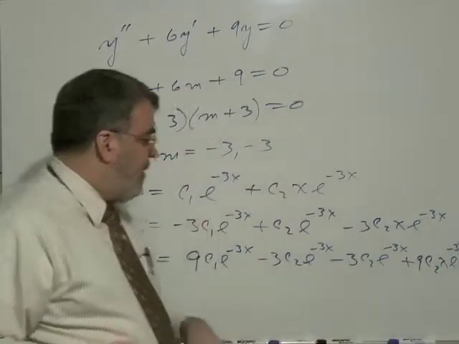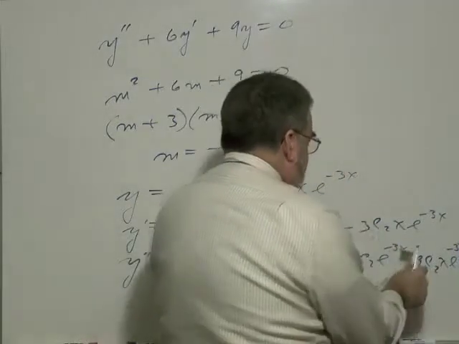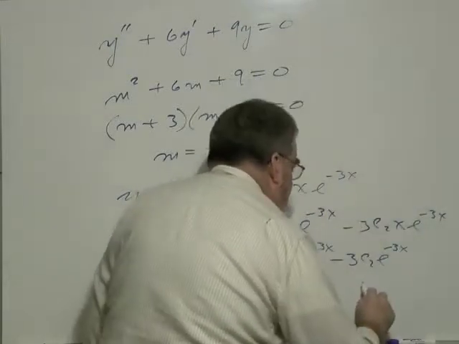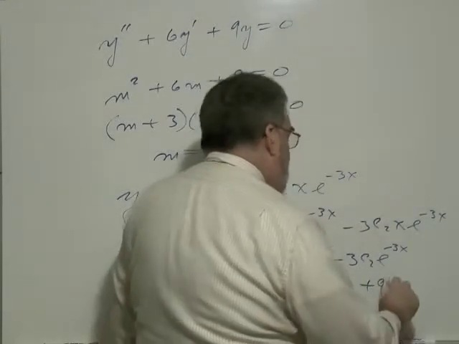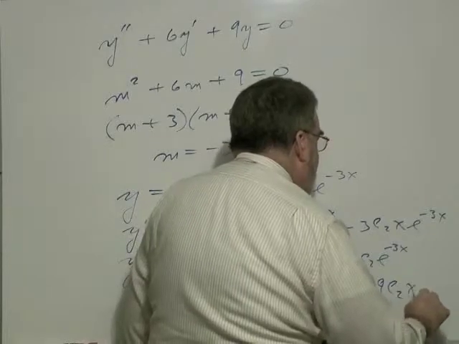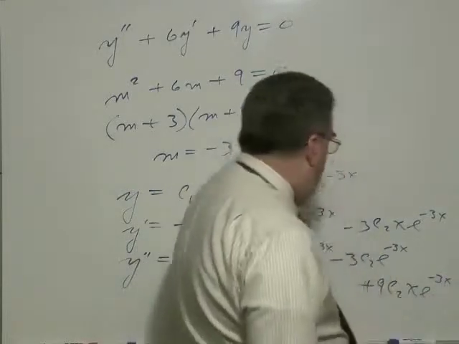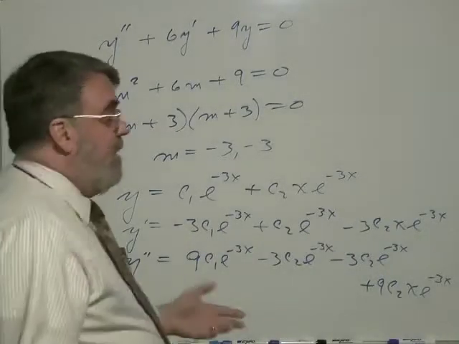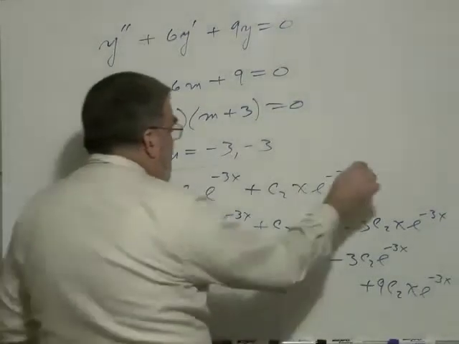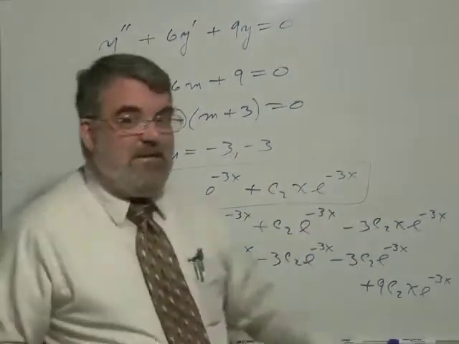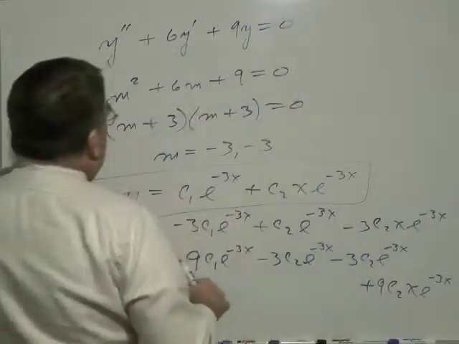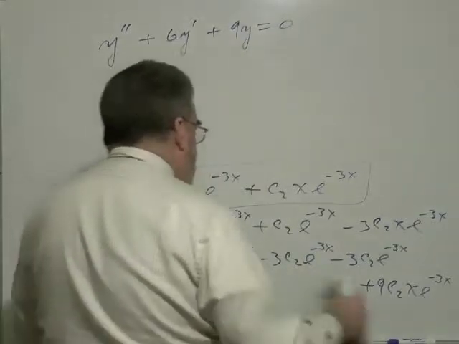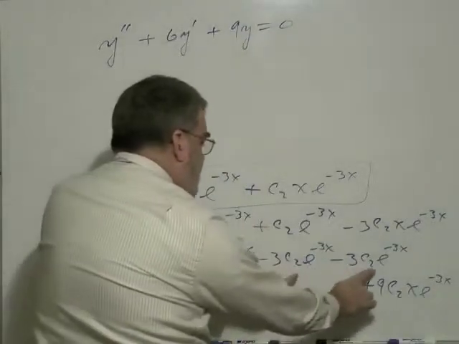I sure hope that shows up on your screen. Let me rewrite that last term here down below so it shows up a little better. That last term is plus 9c2x e to the -3x. Alright, so it's a big mess, but I'm going to plug it in just to verify that it works. So remember, this is what I claim is the solution to the problem. Now we're going to verify that it works. So let's plug all that in.